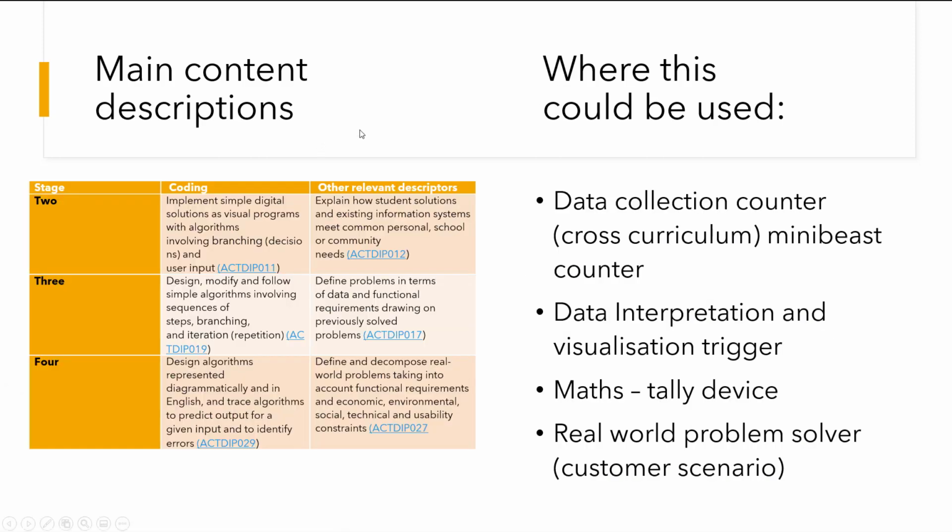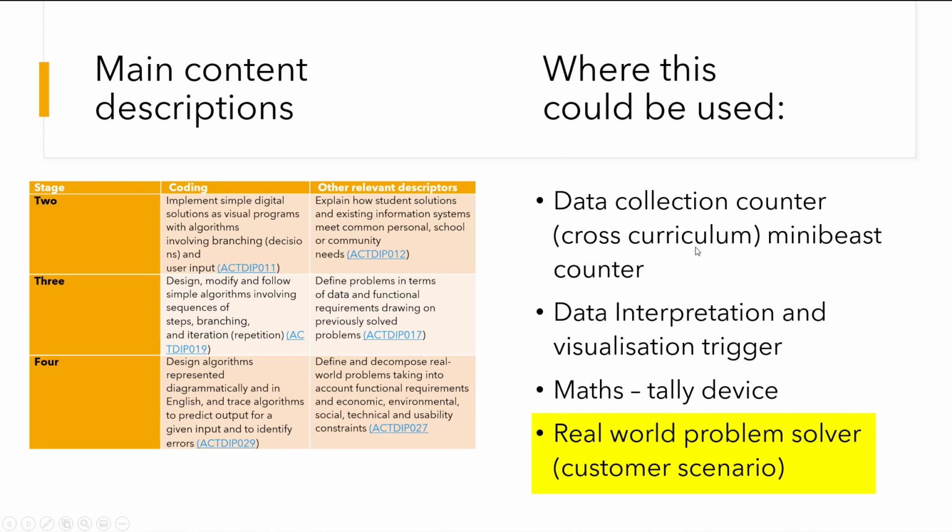Now, where does this fit? You can see that in the various stages under coding, it certainly fits in with using visual programs and using algorithms and branching and so on. Other relevant descriptors are also important. So to show how information systems meet personal, school or community needs, certainly meeting a community need. Defining problems in terms of data and so on, and drawing on previously solved problems and defining and decomposing real world problems. It certainly solves that.